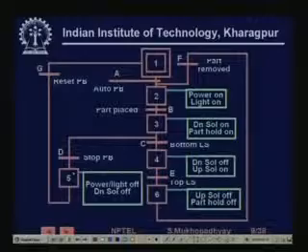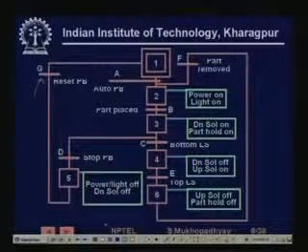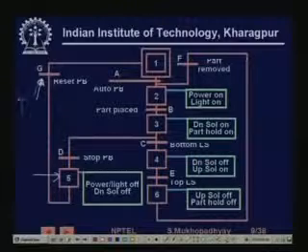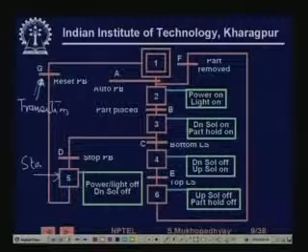A state machine is like a graph which consists of a set of states, these squares are the states, and a set of transitions. For example, this is a transition. This is not a good color, go back to white. So, this is a transition and this is a state. This is a transition and this is a state.